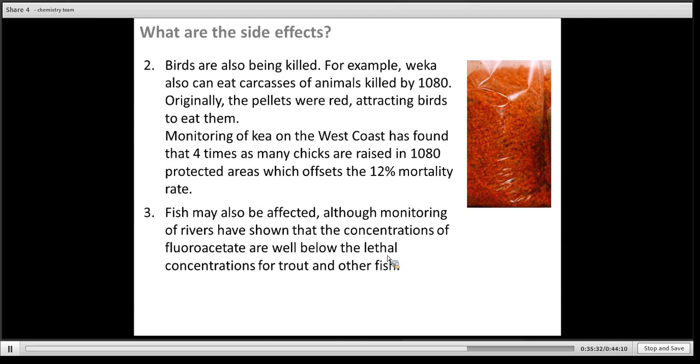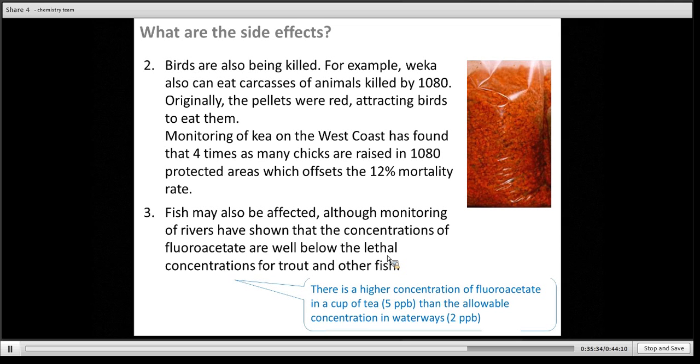And they've also pointed out if you're having a cup of tea, as I say, tea plants tend to absorb fluorine in the water and fluorine in the soil, and they'll make fluoroacetate themselves. Very, very small amounts, of course, but if you drink tea, you must be getting more fluoroacetate in your body than if you drank the river water.